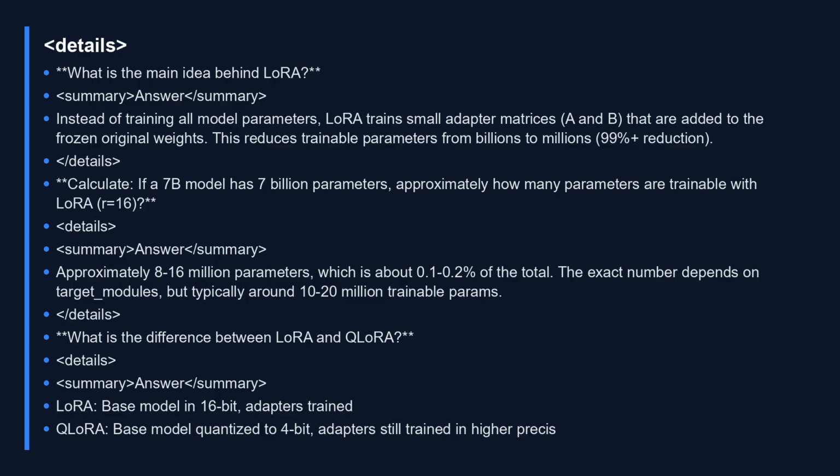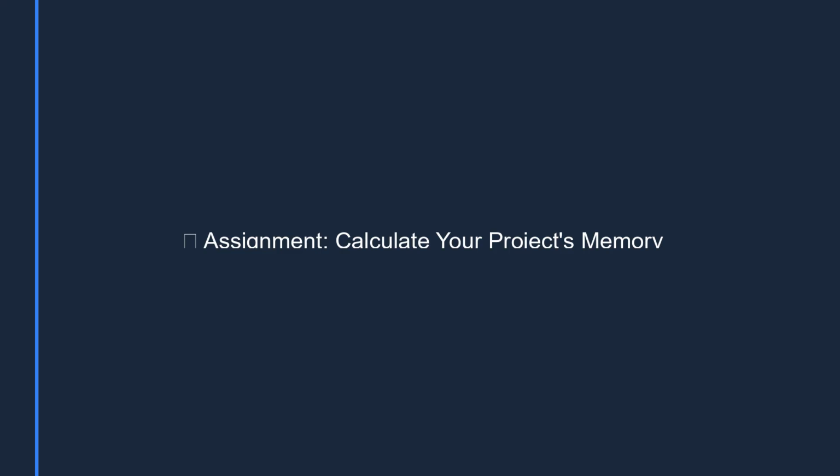Fourth, can you train a 13B model with regular LoRA on your Tesla P40? No, it needs around 35 gigabytes. But QLoRA brings that down to roughly 15 gigabytes, which fits. Fifth, what happens when you increase rank from R equals 16 to R equals 64? You get 4 times more trainable parameters, more expressive adapters, higher memory usage, slower training, and increased overfitting risk on small datasets.